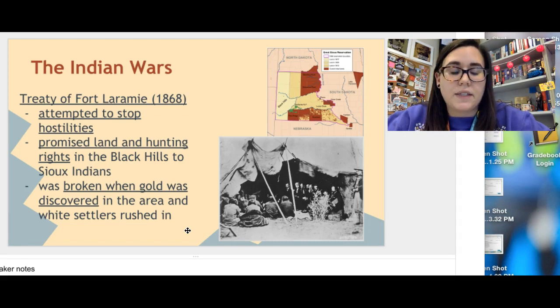So following the Sand Creek Massacre, there was going to be a period of intense fighting between white settlers, the U.S. Army, and Native American tribes in the West. The Treaty of Fort Laramie was drawn up in 1868 as an attempt to stop the hostilities. It promised land and hunting rights in the Black Hills to the Sioux Indians. However, the Treaty of Fort Laramie was not long after broken whenever gold was discovered in the area and white settlers rushed in to mine that gold.